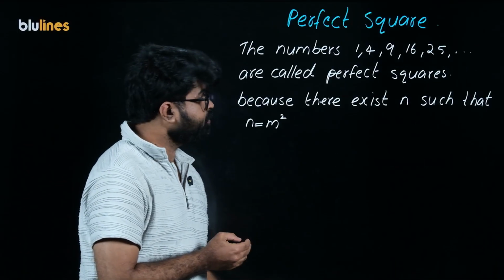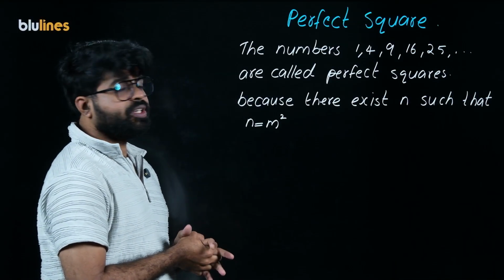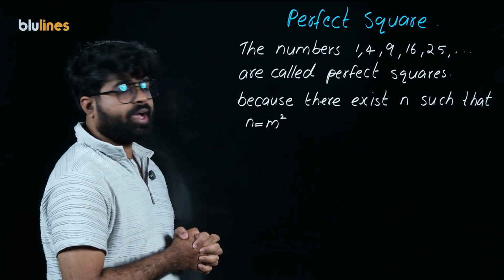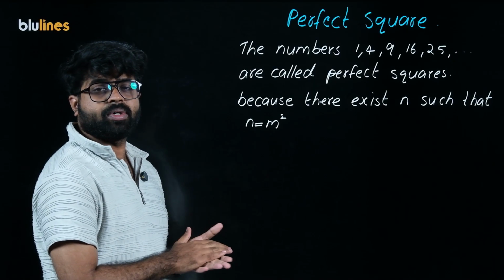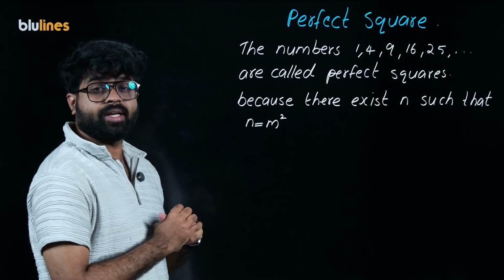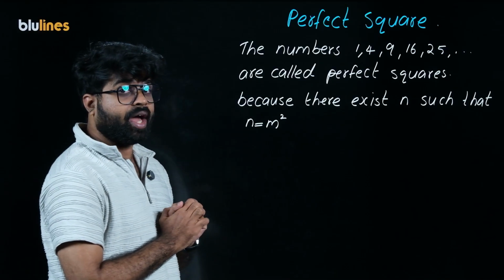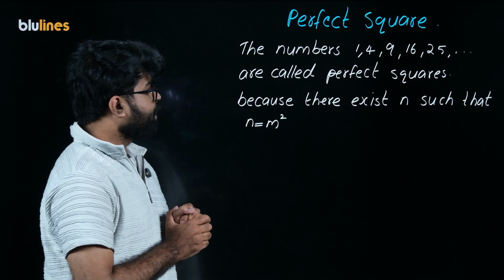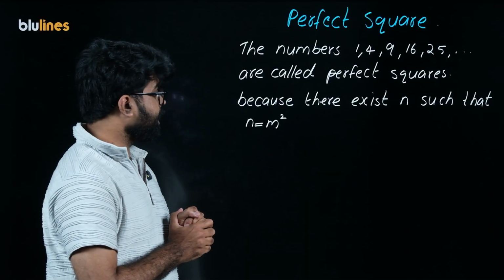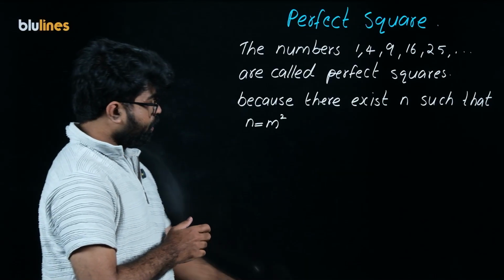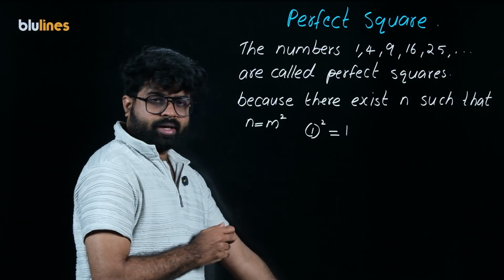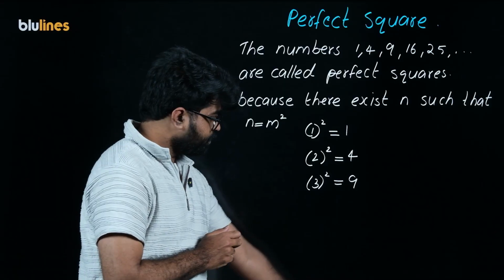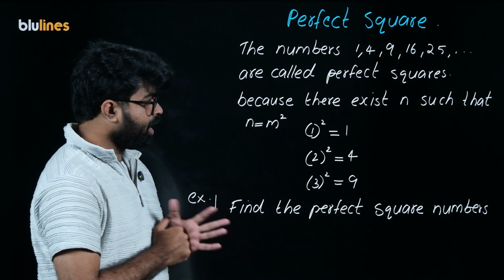Now we can go to the next one: the definition of a perfect square. I can say 1, 4, 9, 16, 25, 36, 49, and so on. These numbers are all perfect squares because there exists a natural number such that the square of that natural number is equal to this number. By definition, n is a perfect square if n is equal to m squared for some m. 1 squared is 1, 2 squared is 4, 3 squared is 9.